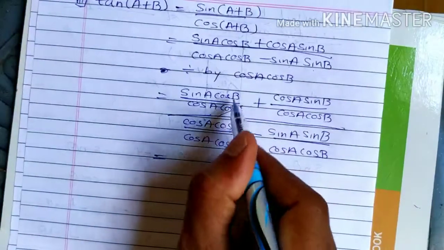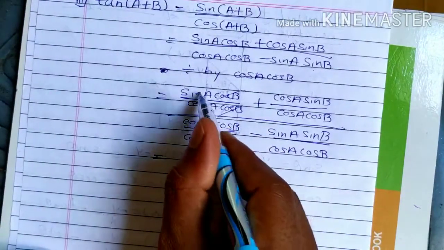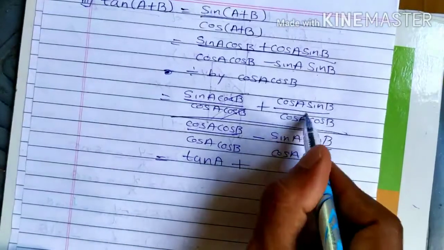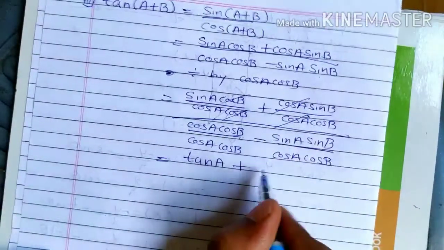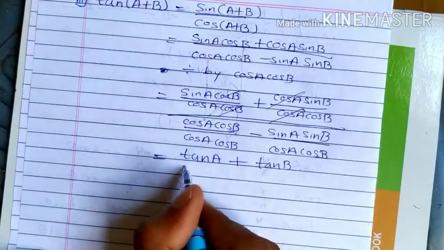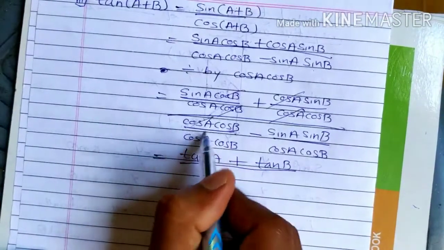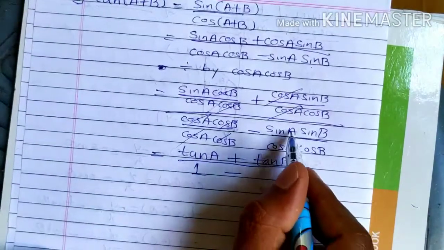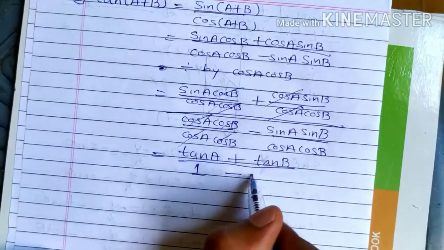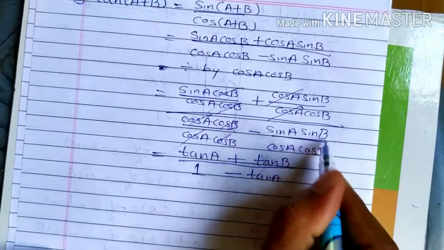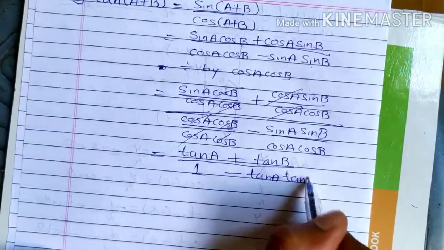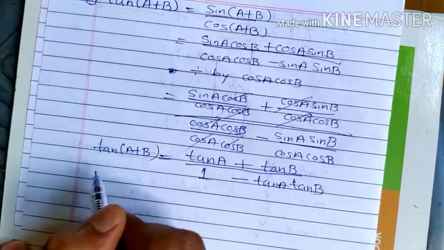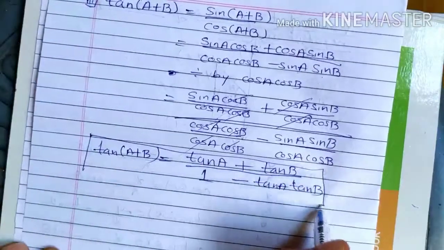Now I can cancel cos B here. Therefore sin A by cos A is tan A, plus, cancelling cos A, sin B by cos B is tan B, divided by, cancelling cos A and cos B, 1 minus sin A by cos A, tan A, into sin B by cos B, tan B. So this is how you prove the tan A plus B result.